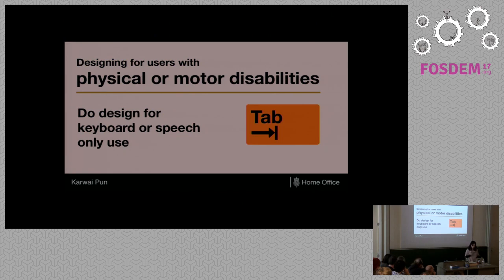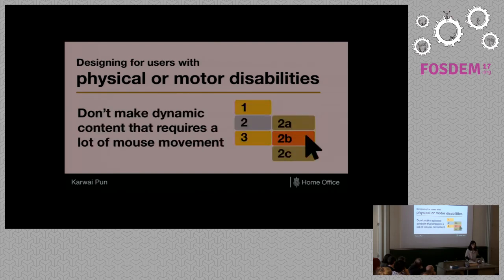So design for keyboard or speech-only use. Not everyone uses a mouse. Make sure that all functionality is available on a keyboard. And for those that do use a mouse, consider not making dynamic content that requires a lot of precise mouse movements. So, for example, hiding things in submenus and submenus that have small click or hit areas.